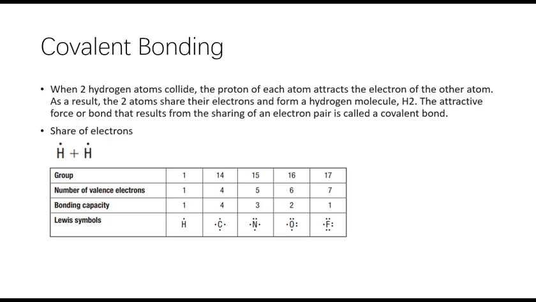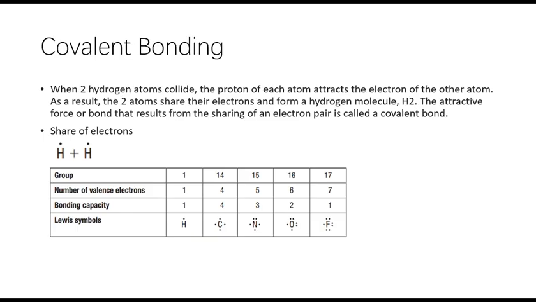The force that holds molecular compounds together is the covalent bond. So let's learn about it. Based on the location of hydrogen in the periodic table, we can see that each unbonded hydrogen atom has one unpaired electron in its valence shell.